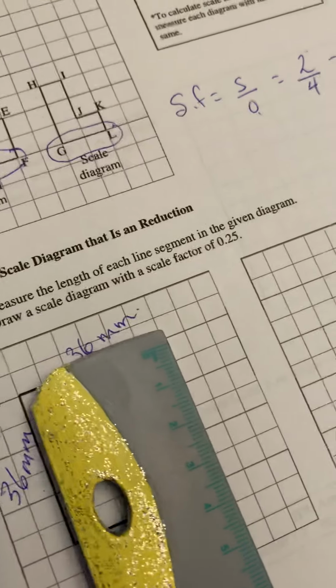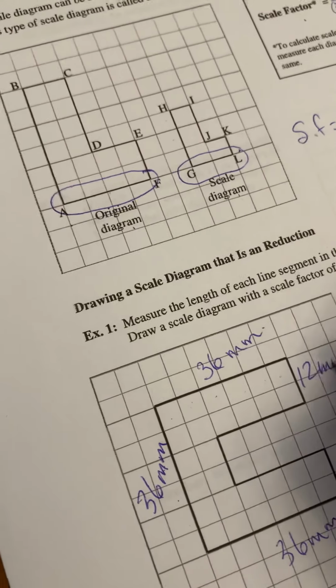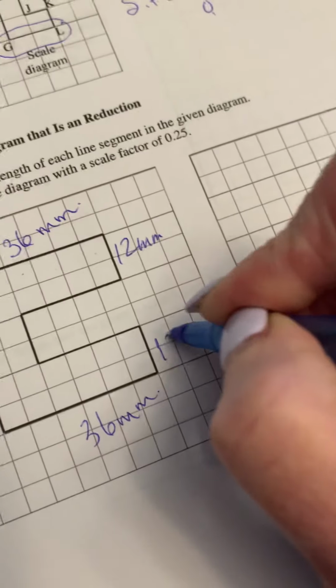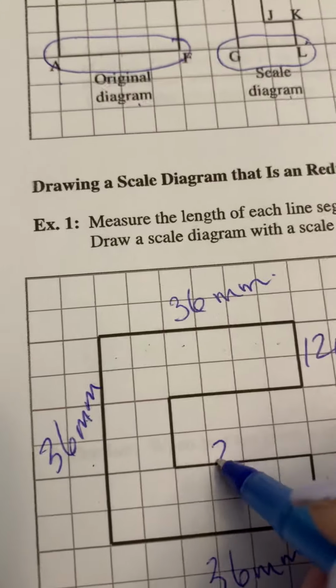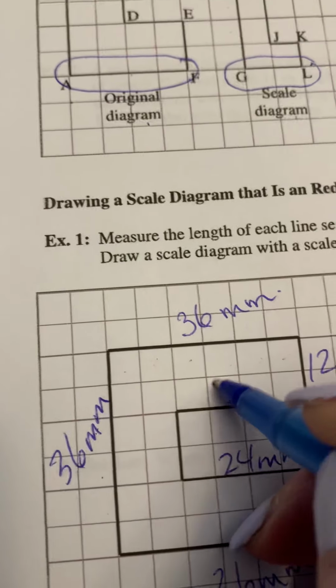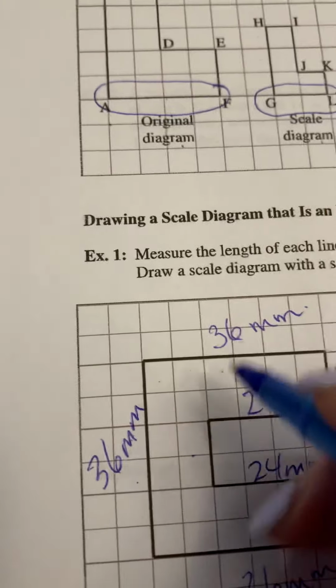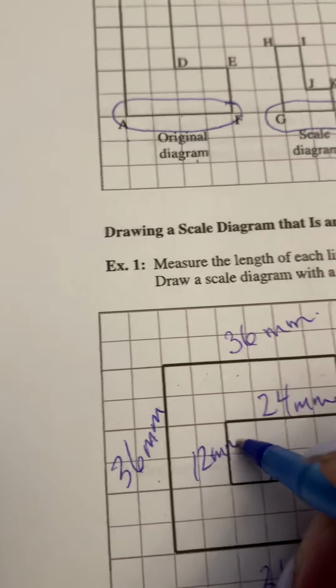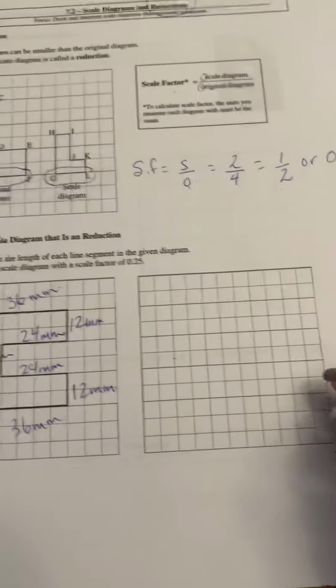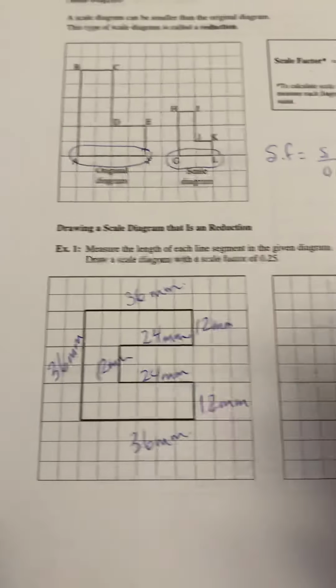And then when I measured these other sides here, I'm just going to show you real quick. I got 12 millimeters. This one was also 12 millimeters. This piece here measured out to be 24 millimeters. And this one here was also 24 millimeters. And this one here was 12. Okay. So I'm going to send these to you and you can print them out, but I just want to get you set up here, okay?